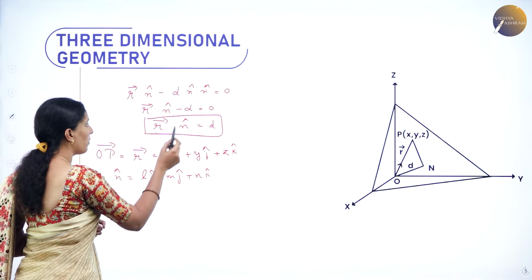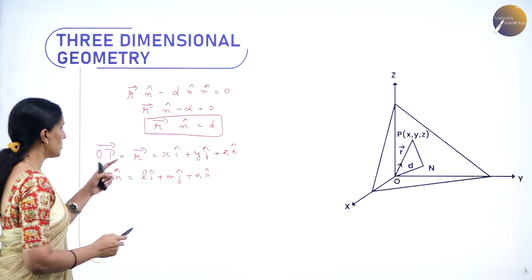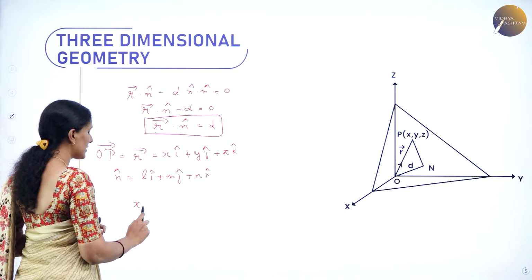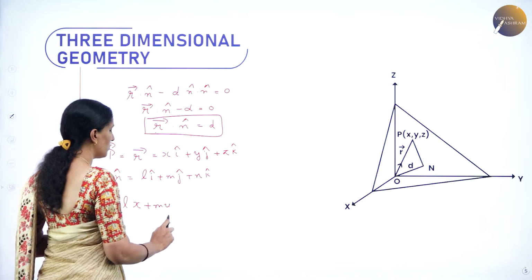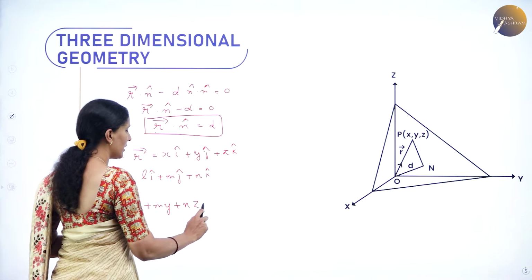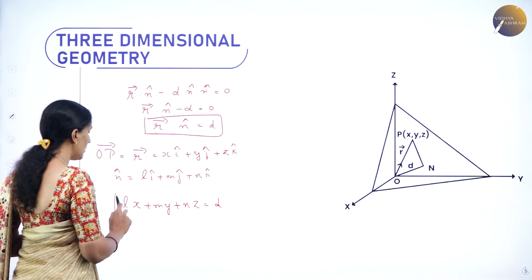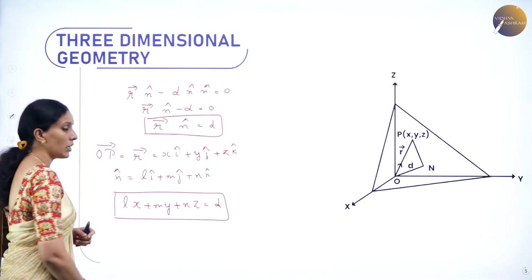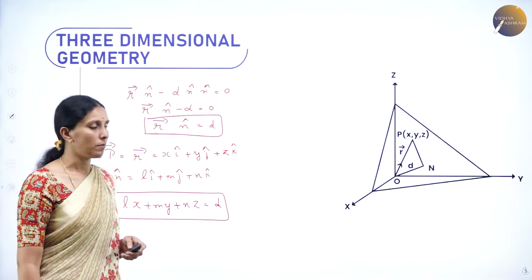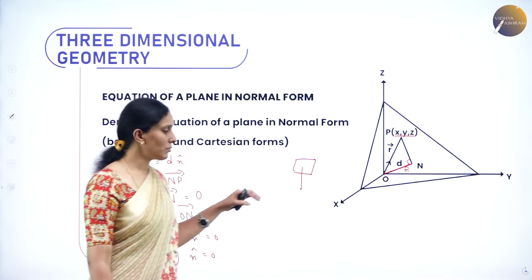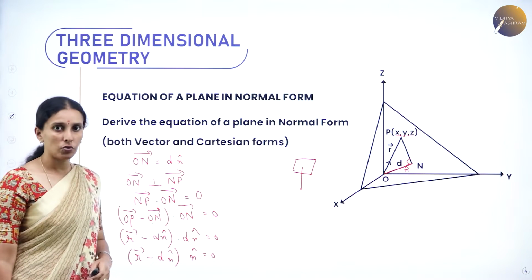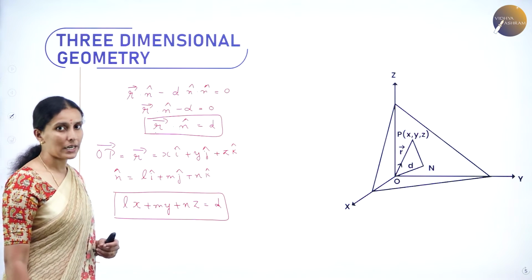Then we have the dot product r dot n cap, which becomes x into L, or I can write L into x plus m into y plus n into z is equal to d. So this is the Cartesian form of the equation of a plane in normal form. Thus, whatever the diagram is given, you have to write the description and derive the equation in both vector form as well as the Cartesian form.